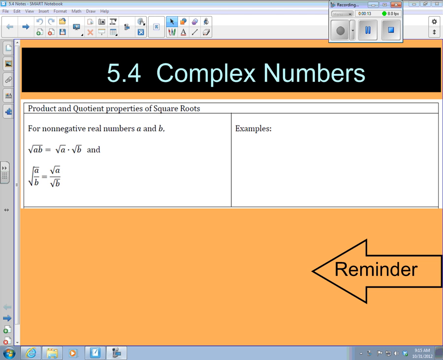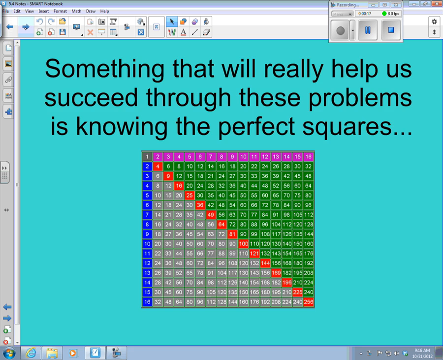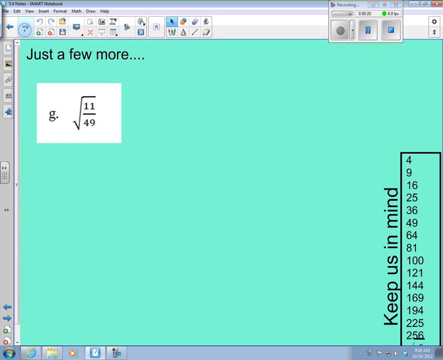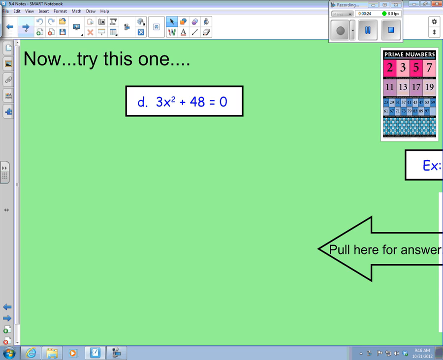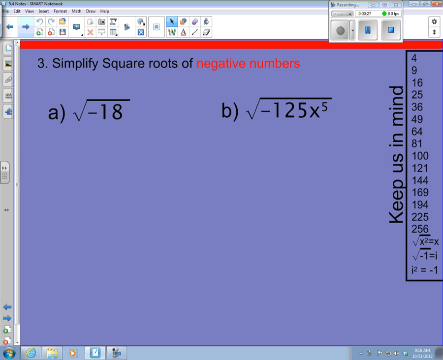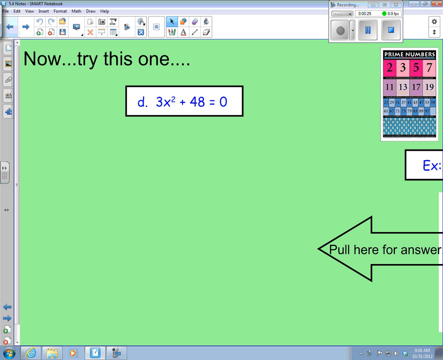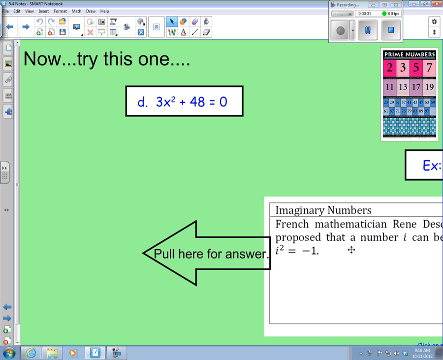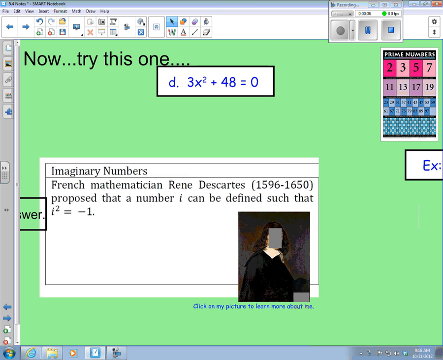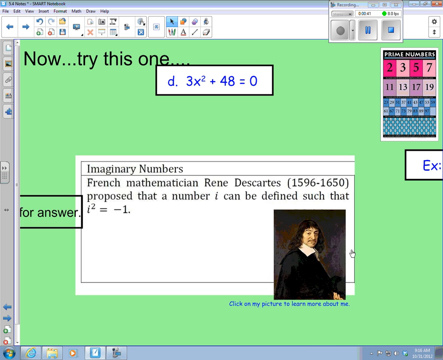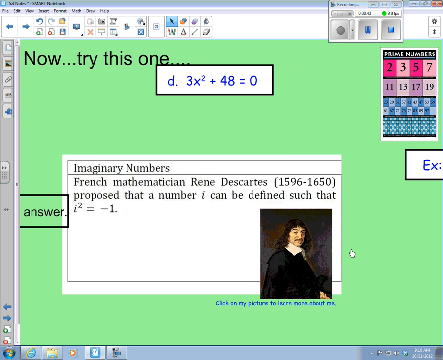We're going to do the second day of complex numbers. Spending a couple days on this, and today we're going to get into working with the imaginary unit, which is i. We did this yesterday. We're going to talk about Rene Descartes, the French mathematician that discovered what was called the imaginary unit.